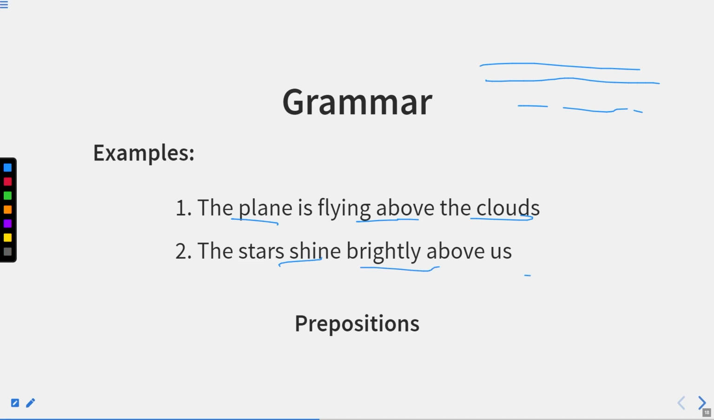The stars shine brightly above us. Obviously, if we see stars, so stars are above in the sky, they are above us. So they are at the highest position. So the stars shine brightly above us.